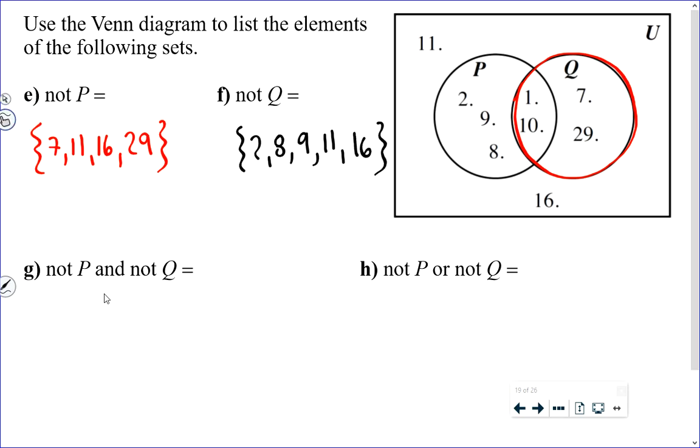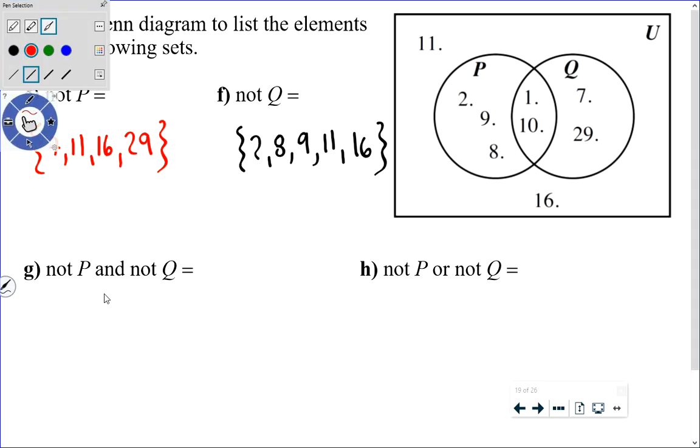Not P and not Q. Well, that means it can't be P and it can't be Q, so the only items it could be are these two, 11 and 16.